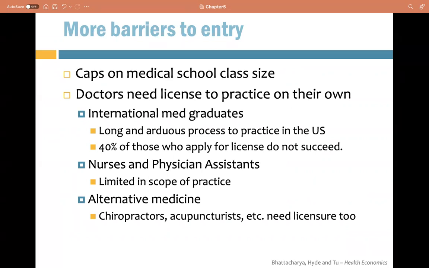For nurses and physician assistants, there is a limited scope of practice. And for alternative medicine, they need a license too. So even though a lot of people are patient enough to decide on becoming a physician, the barriers to entry have kept the supply of physicians low.